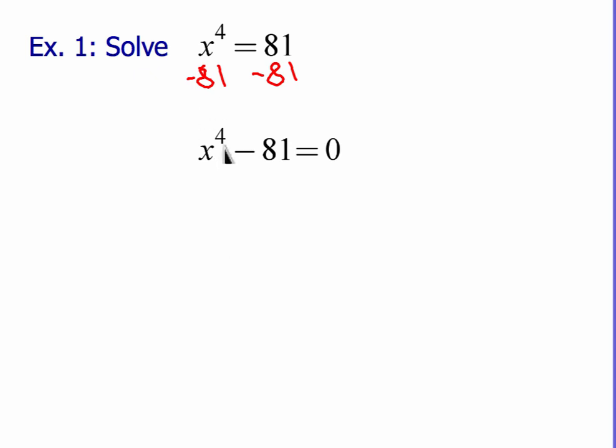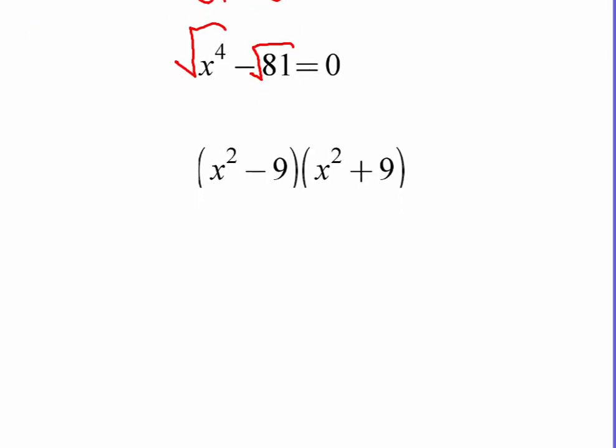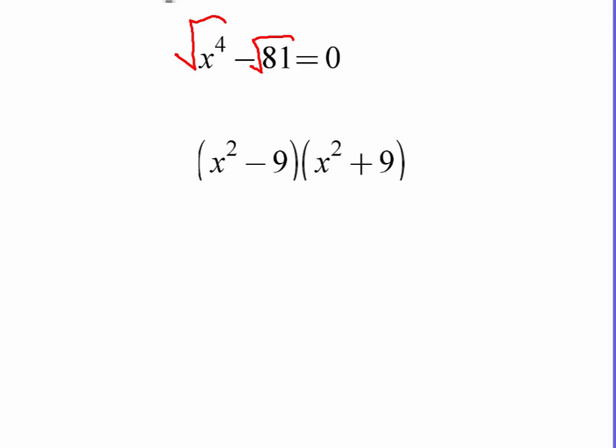X to the fourth is a perfect square, and so is 81. So I can take the square root of both of these terms. The square root of x to the fourth is x squared, and the square root of 81 is 9. So this is x squared minus 9 times x squared plus 9. I used difference of squares. Now, if you remember, we need to factor this completely, so I also need to check to see if I can factor each one of these.